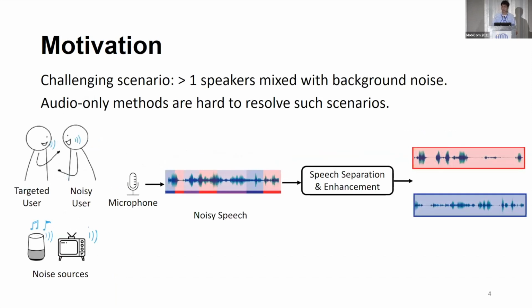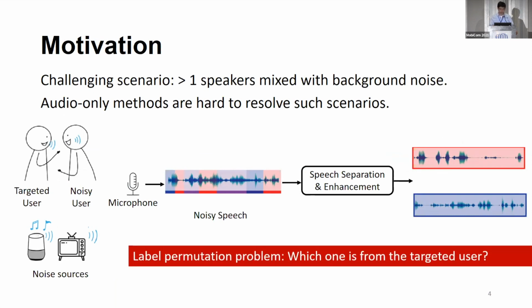The more challenging scenario is that a single microphone is used to record more than one speaker's speech along with background noise. Audio-only methods are hard to resolve such scenarios. Although some advanced deep learning methods show the potential to separate multiple speakers' speech, they still face a very fundamental challenge. In the speech community, it is called the label permutation problem.